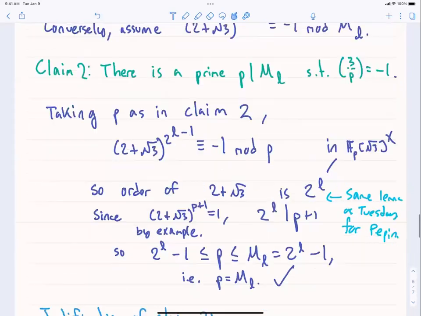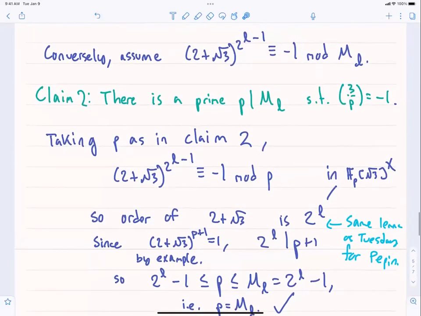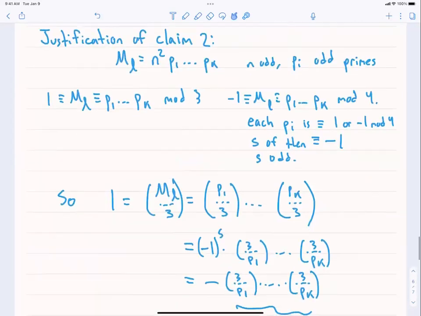Okay, so I just have to justify this claim to be finished, that you can find some prime dividing the Mersenne number such that 3 is not a square modulo that prime. First let me note that I can take this Mersenne number and write it as some square, n squared, times a product of distinct odd primes.